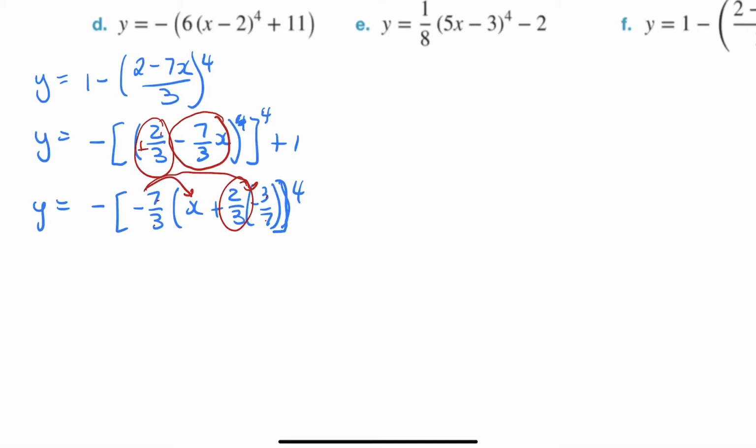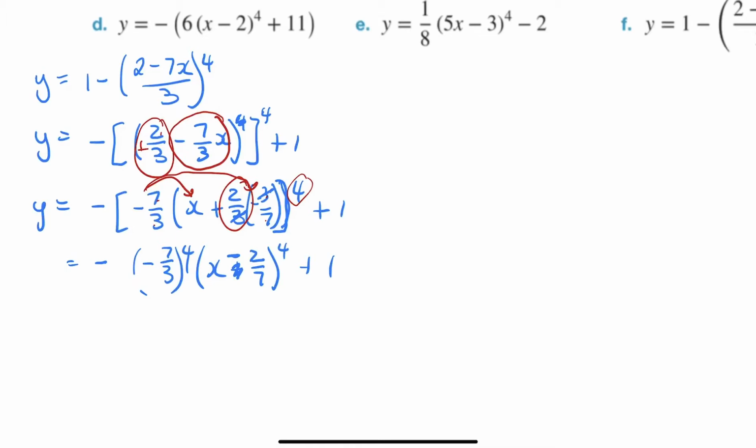Now this is still to the power 4, and I'm going to take that power 4 into each one of my brackets. Sorry, this is plus 1. And that's going to give me minus 7 over 3 to the power 4 times x plus, now if I multiply these two with each other, 3 and 3 cancel. Sorry, there's a minus, so that's minus 2 over 7, and that's to the power 4, plus 1. Okay, so I don't need this bracket there anymore.